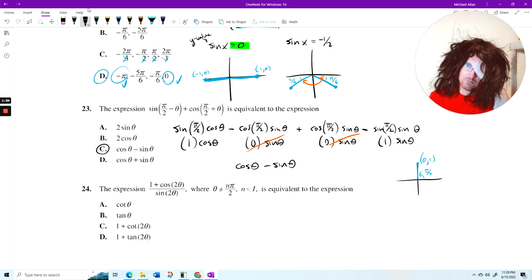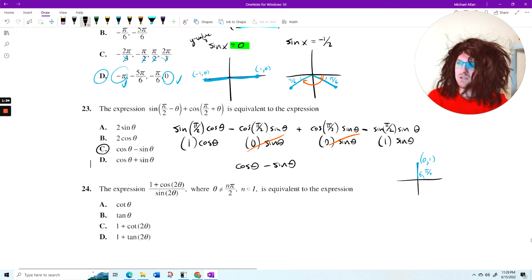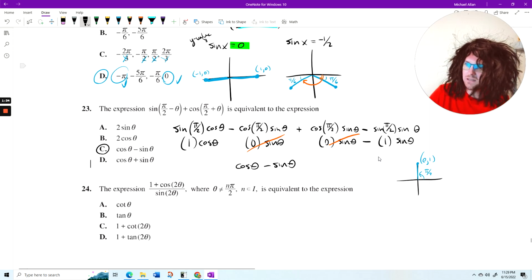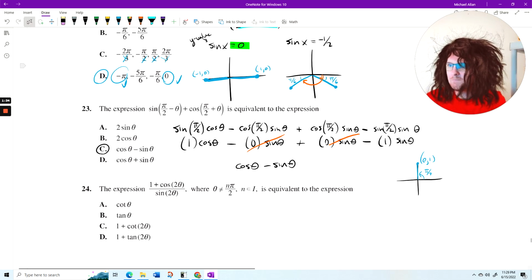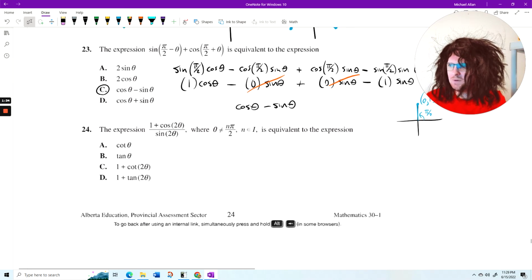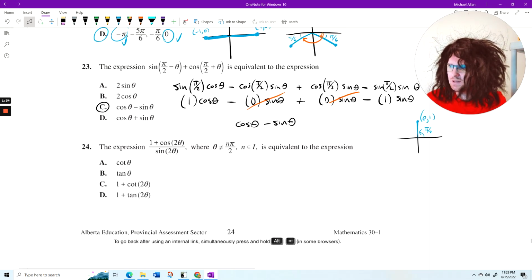So if I just simplify this down to just those two things, with a minus sign here. Cool. Seems pretty easy. Well, pretty good. I should probably double check my answers on this one. That's fine.